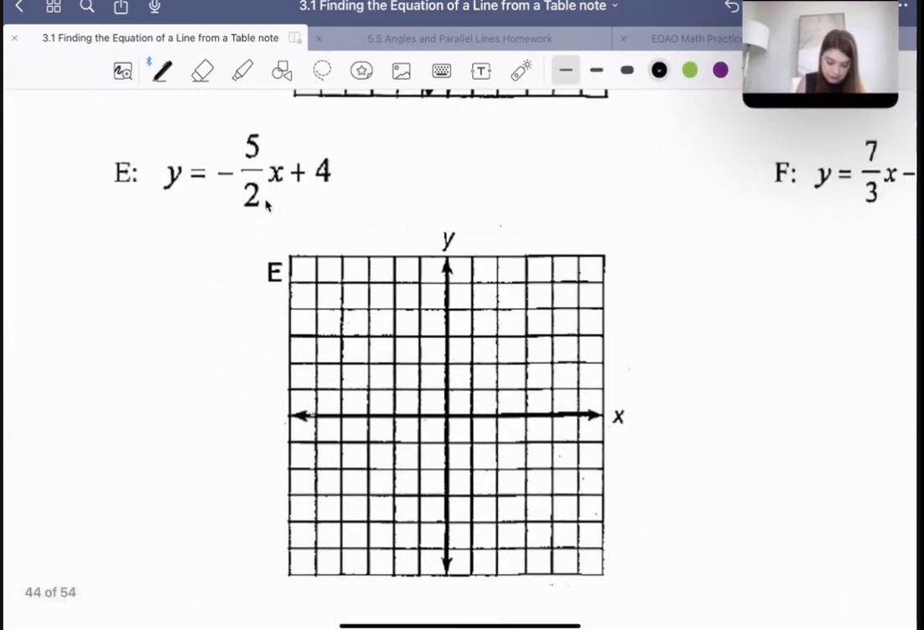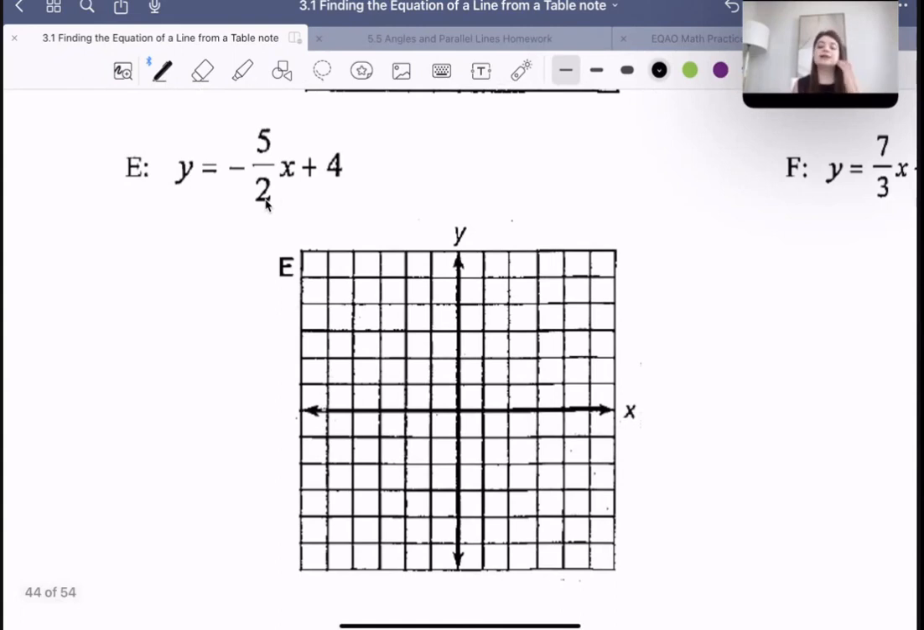This one is negative 5 over 2x plus 4. Okay, so where's our y-intercept? It's at 4, so 1, 2, 3, 4. It's going to be there. And then our slope is negative 5 over 2, so negative 5 over 2.